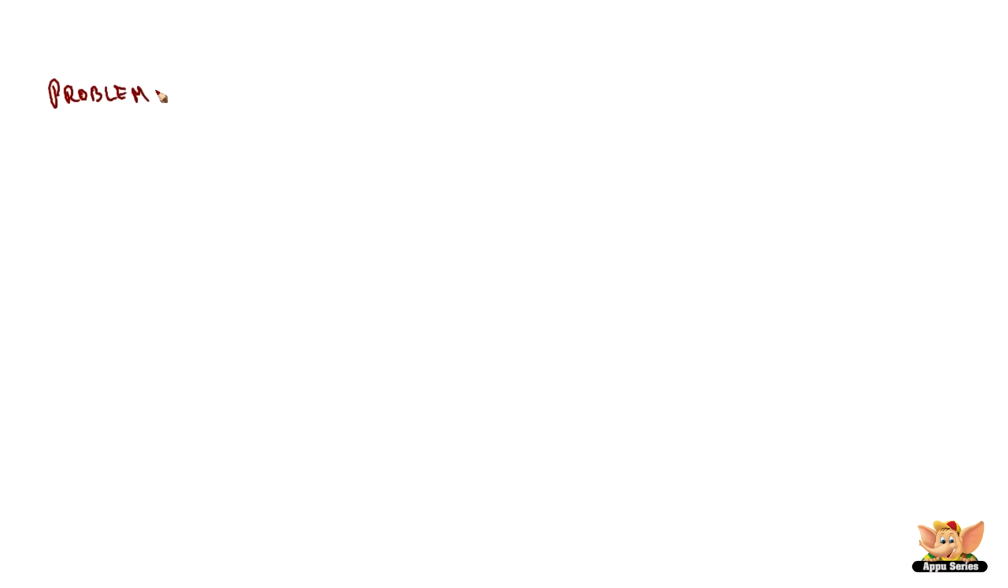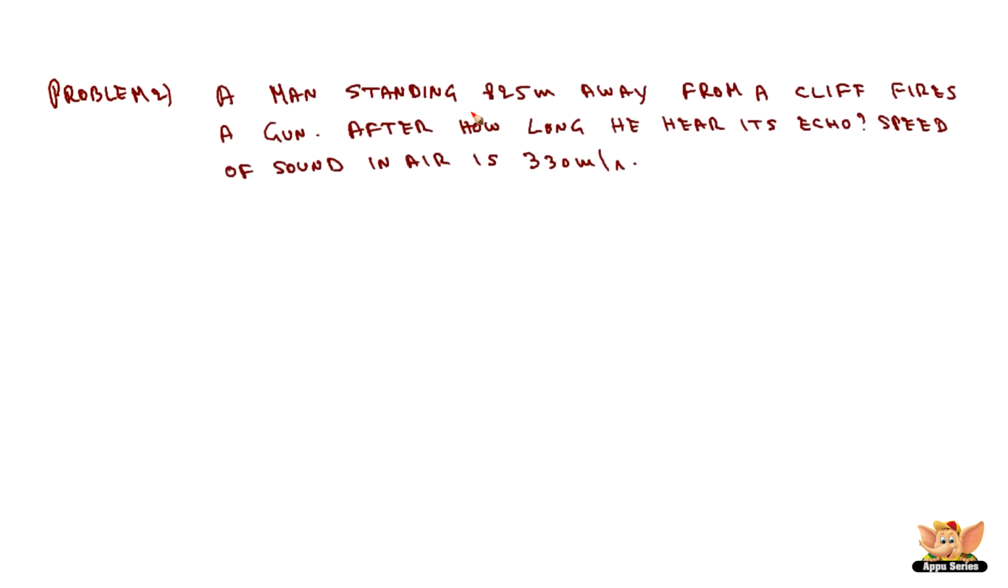Problem 2. A man standing 825 meters away from a cliff fires a gun. After how long does he hear its echo, if the speed of sound in air is 330 meter per second? So what's given basically? There is a cliff and a man is standing 825 meters away from the cliff and he fires a gun.